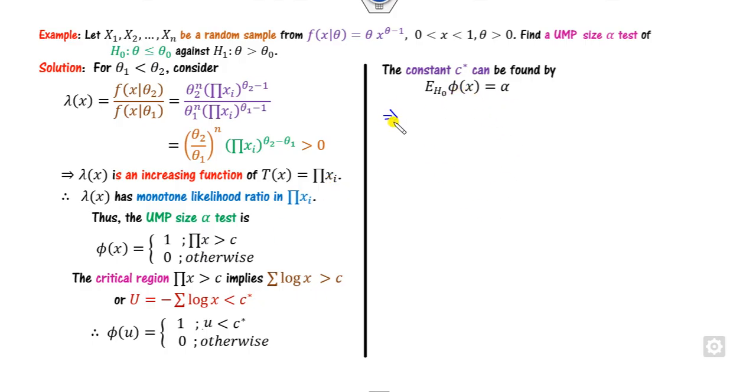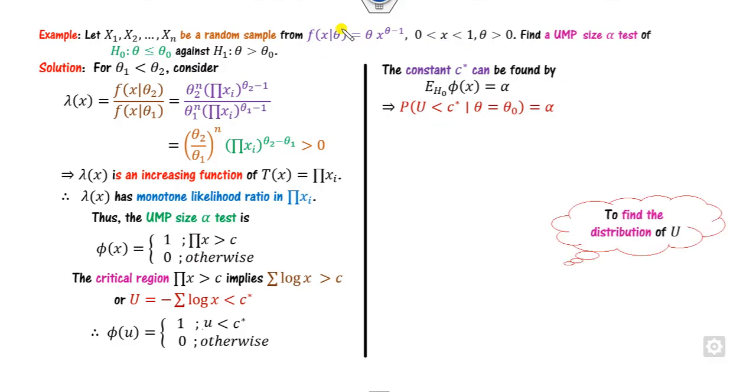Now what is that? This is nothing but the probability of u is less than c star under my H0 condition. Fine. So how can you solve that? Now it's a continuous random variable, so you can integrate with lower limit 0 up to c star of the function of u. But this is a function of x, so what is the PDF of u? It means our first target is to find the PDF of u. How can you find the PDF of u? U is my sum of the log xi. That's very simple, you can use the transformation.